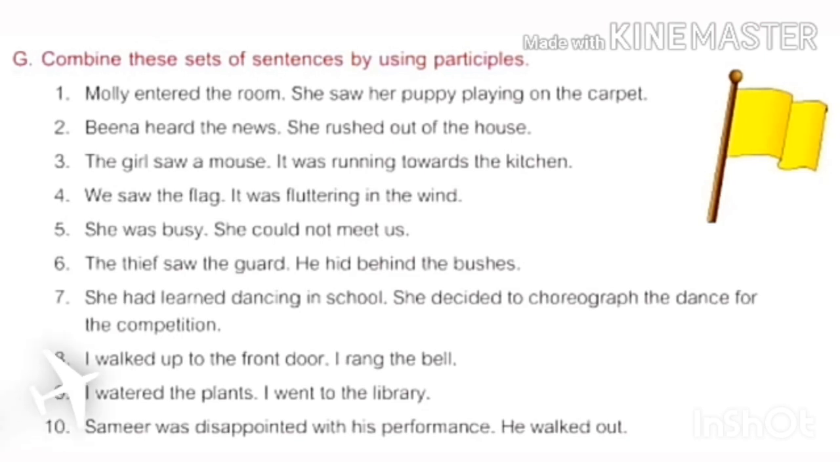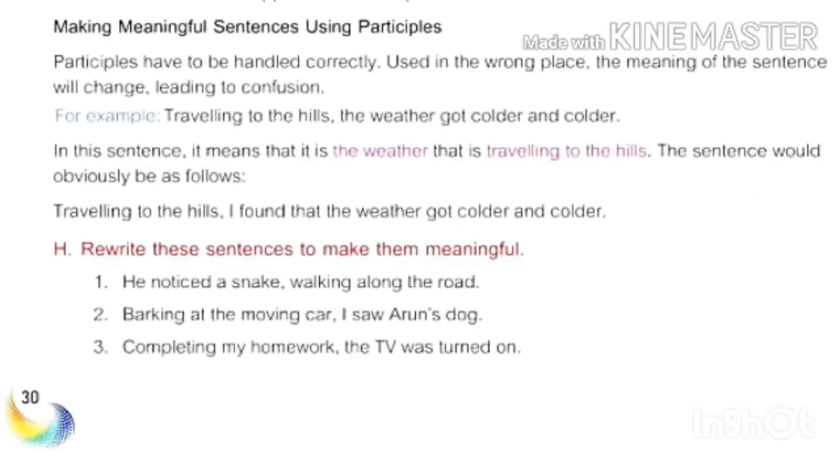Now let us switch to next exercise, H. So in exercise H, we have to rewrite the sentences to make them meaningful. Here again the same thing we have to do using participles only. We have to join the sentences as we had done in the previous exercise. See, here we are given one example, so we will definitely go through it first.